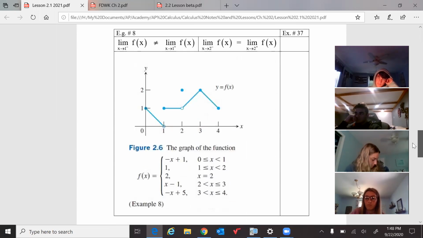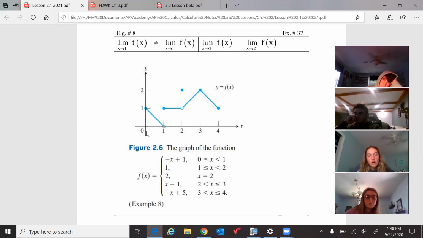This is more important. This is example 8. So in your textbook, I'm on page 64, but you don't need to go to 64 because I have the picture here. And this is a piecewise linear function. Ready? So just look at one piece of it.